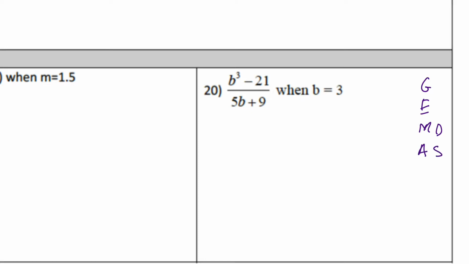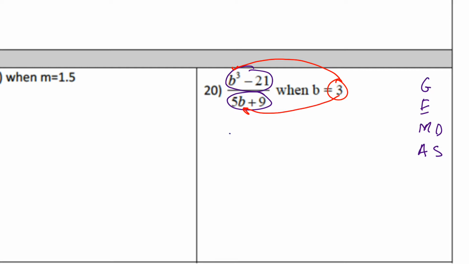GEMDAS. Okay, so grouping symbols. Now remember, in the notes, in the video notes, they do say that if you have something on the top and something on the bottom of the fraction, consider that like grouping. So I want to do everything on the top first, then everything on the bottom. But it says here b equals 3. So I'm going to plug in the 3 in for that b and the 3 in for this b.